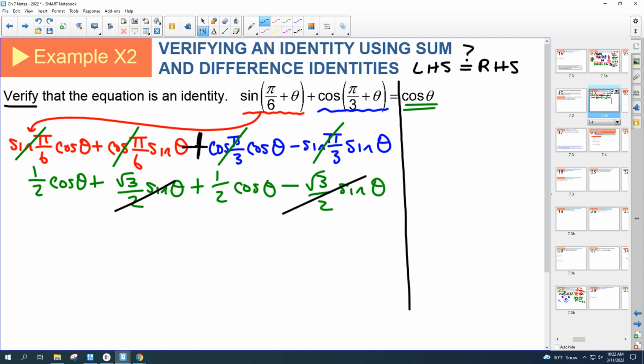Now, if you look at what's left, we've got this and we've got this. Or if you think about algebra, 1/2 c plus 1/2 c equals 1c, right? And that's exactly what we need to have happen. That's exactly what's going to happen. 1/2 cosine theta plus 1/2 cosine theta is exactly cosine theta. And that's exactly what I needed. Cutie.